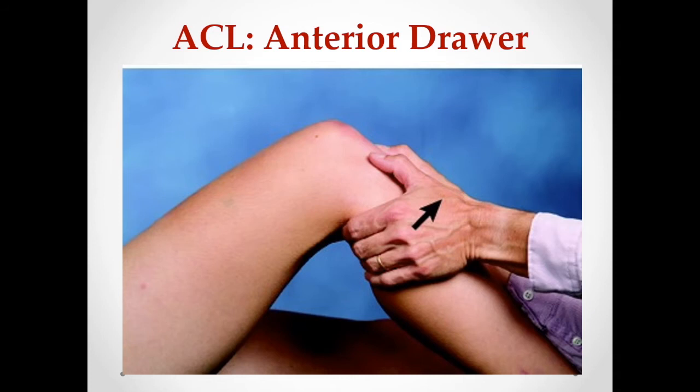The anterior drawer is one of the tests used to assess the ACL. The performance of this test involves placing the knee in 90 degrees of flexion, wrapping the hands around the most proximal aspect of the tibia and fibula, such that the index fingers are in contact with the distal hamstrings, and the thumbs are in contact with the most proximal aspect of the anterior joint line.